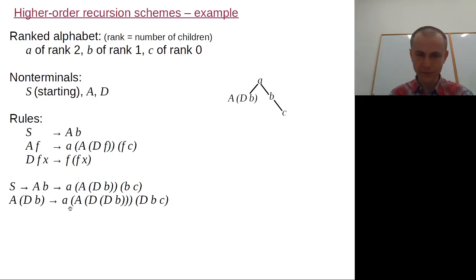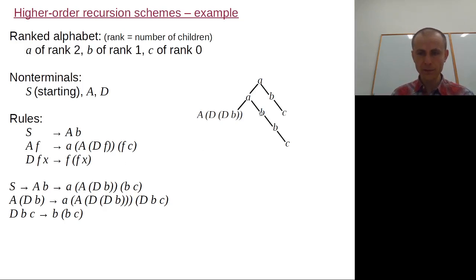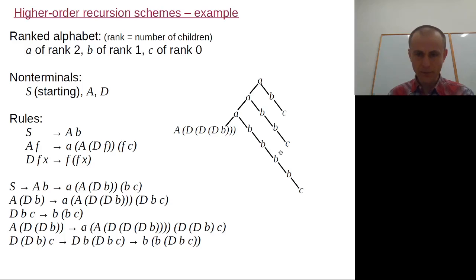Again, we have something with a in the front, so it's this tree. Now, the right child is d b c, which can be reduced using the rule for d to b b c. Here b is substituted for f, c is substituted for x. So this is this tree. On the left, we again reduce using the rule for A. We get this branch and we continue like that. We obtain an infinite tree.